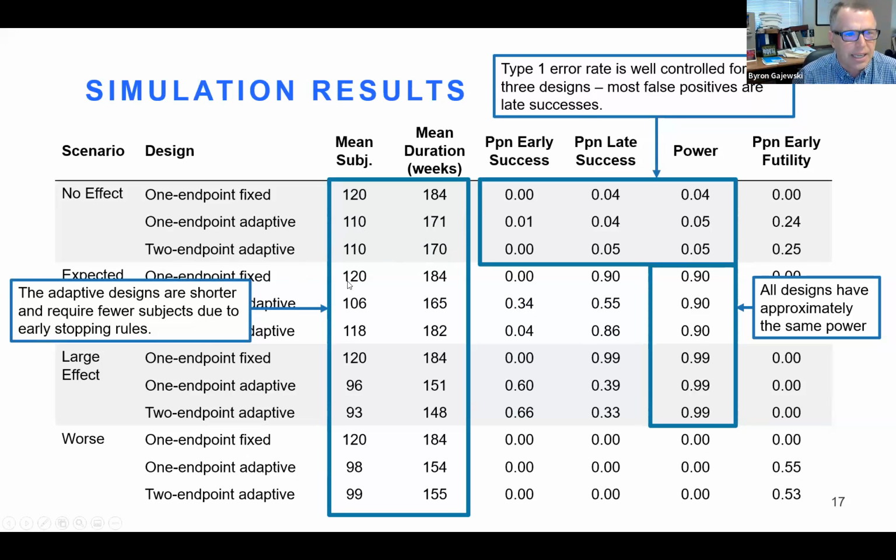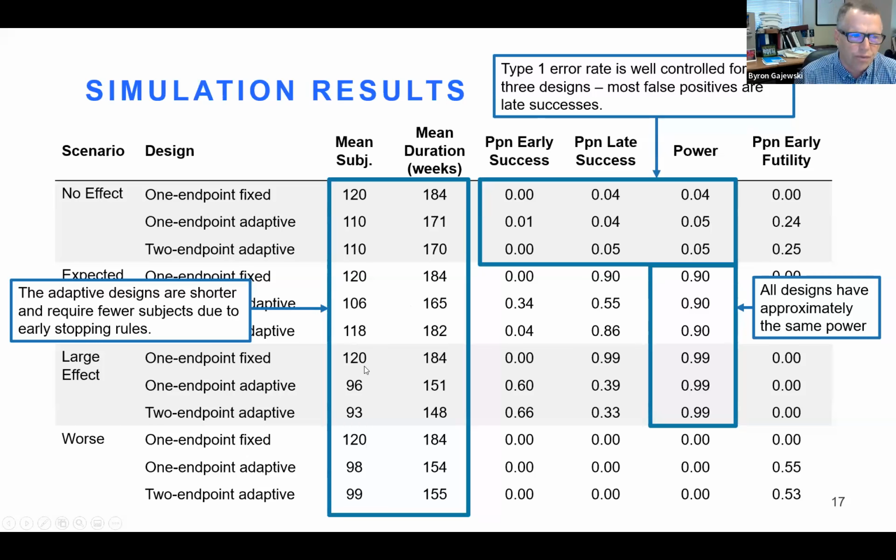Under the expected case, same thing, 120, 184 weeks. But the one endpoint adaptive actually reduces the average sample size by 14 subjects and 19 weeks less to do the trial on average. Whereas the two endpoint adaptive really looks like a one endpoint fixed. Really aren't getting a lot of savings there. On average, these trials are enrolling more to get more information about the secondary endpoint Ki-67.